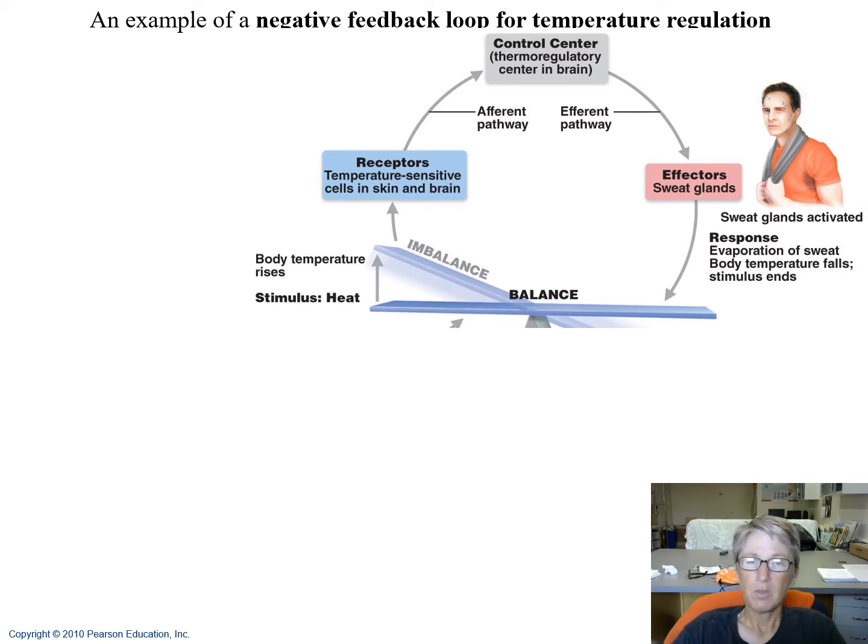Here's some more examples. This is a negative feedback loop for temperature regulation. So here's our balance, like we usually have. If you get out of homeostatic balance, let's say the stimulus is heat. The receptors will detect that heat, and you can find receptors in the temperature-sensitive cells in the skin and brain. They will send information in the nervous system along this afferent pathway. The control center will make a decision on how to cool you down, and it will send information via the nervous system to your sweat glands, and you'll start sweating, and then the sweat will evaporate off your skin and you'll cool down.